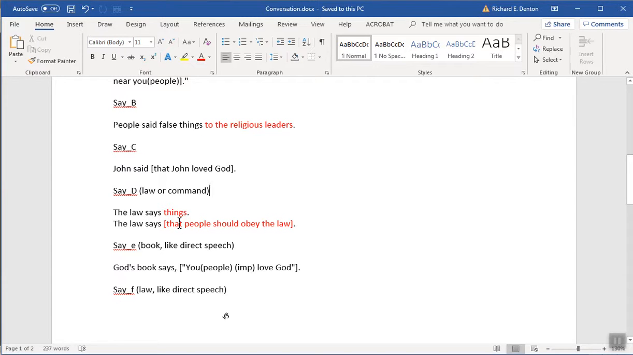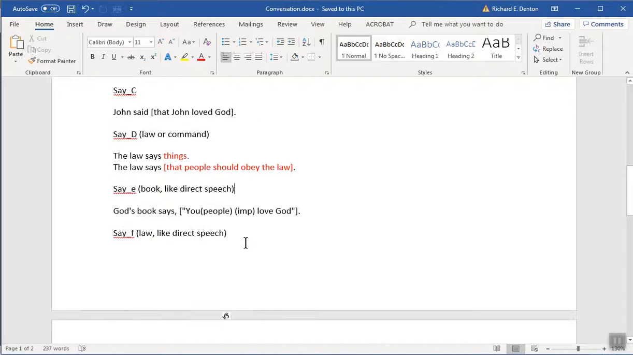So I can't think of an example where you'd have both of these arguments at the same time, so I think you're going to have one or the other. And this is used for a law or a command. Say E is for a book, and it's like direct speech. So it's like say A, but it's for a book, something that's written.